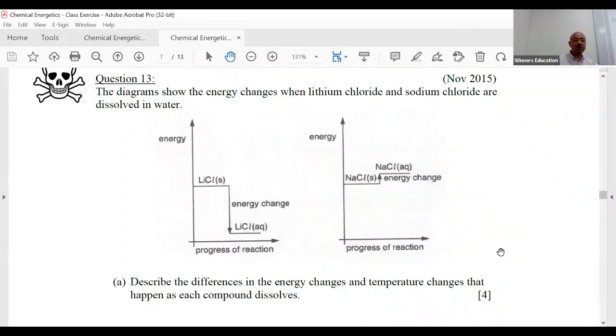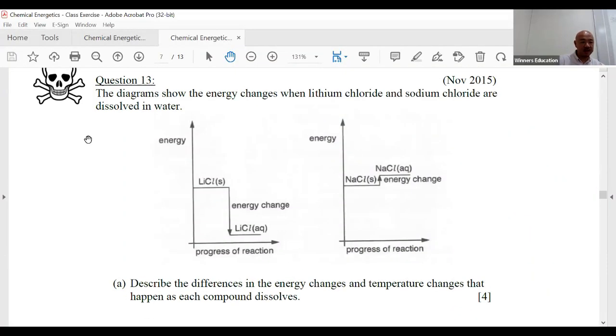So question 13 was in 2015. Is it super difficult? No, but a lot of people don't get the full marks or most of the marks here. Okay, so let's take a look. The diagrams, two of them, show the energy changes when lithium chloride and sodium chloride dissolve in water. This is called an energy level diagram.